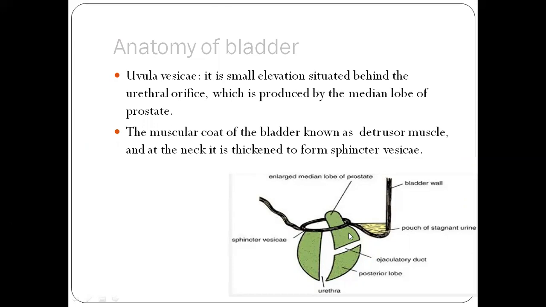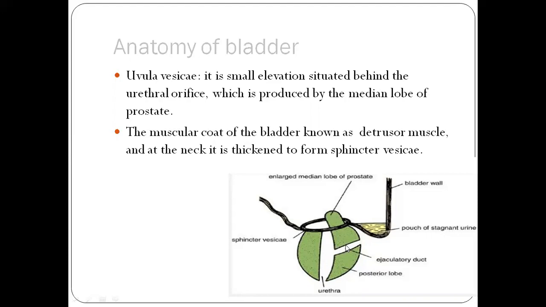When the median lobe of the prostate pushes the bladder wall from below, it forms pouches laterally. The muscular coat of the bladder, known as the detrusor muscle, at the neck is thickened to form the sphincter vesicae. So this is the sphincter vesicae.